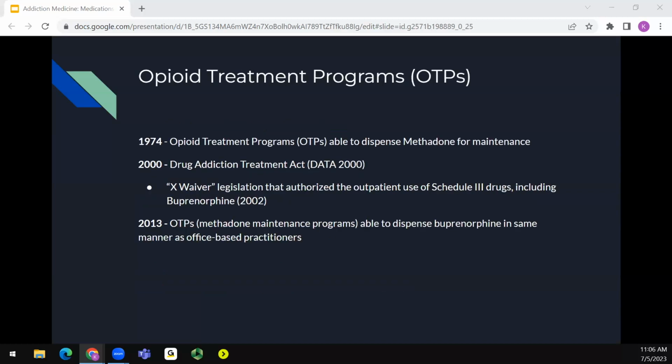So previously, OTPs had to dispense, so in 74, we had our OTPs. In 2000 is when the X waiver is introduced through the Drug Addiction Treatment Act of 2000. So the X waiver is basically legislation that authorized the outpatient use of Schedule III drugs, including buprenorphine, which was then approved in 2002. In 2013, OTPs are able to dispense buprenorphine in the same manner as office-based practitioners, because previously OTPs had to dispense buprenorphine at the program as they did for methadone with restricted take-home doses.